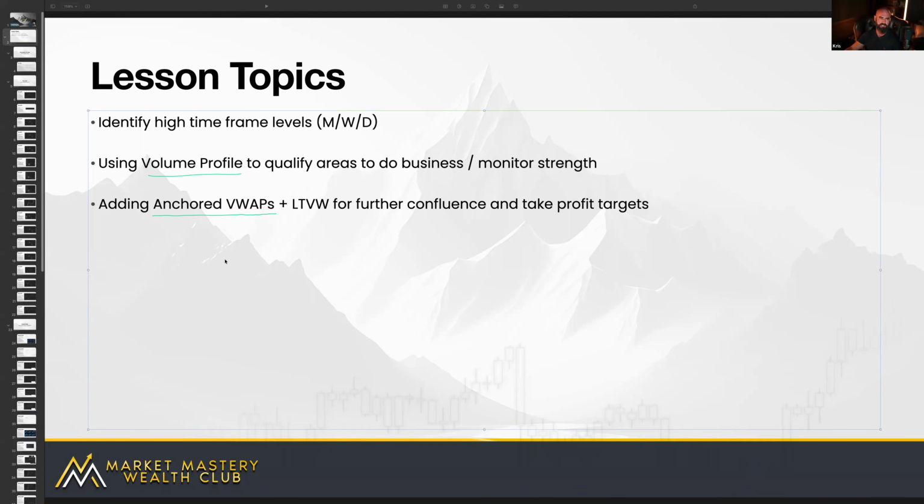And the anchored VWAPs, which is just, like I've always said about developing things, I don't use these to execute off.